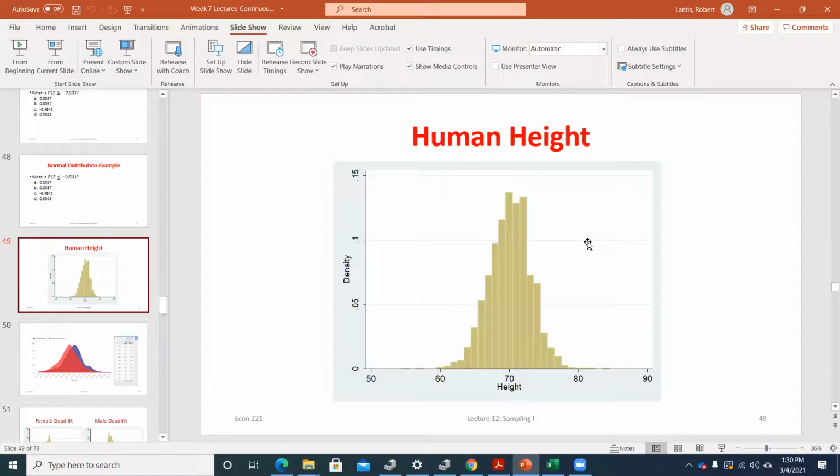I mentioned that we see the normal distribution pop up all over the place, especially in nature and these biological markers. So here I had this data set of 12,000 people. It was survey data, so this is reported height. But you can see it follows a pretty nice normal distribution. That's why we think of human height as being normally distributed.